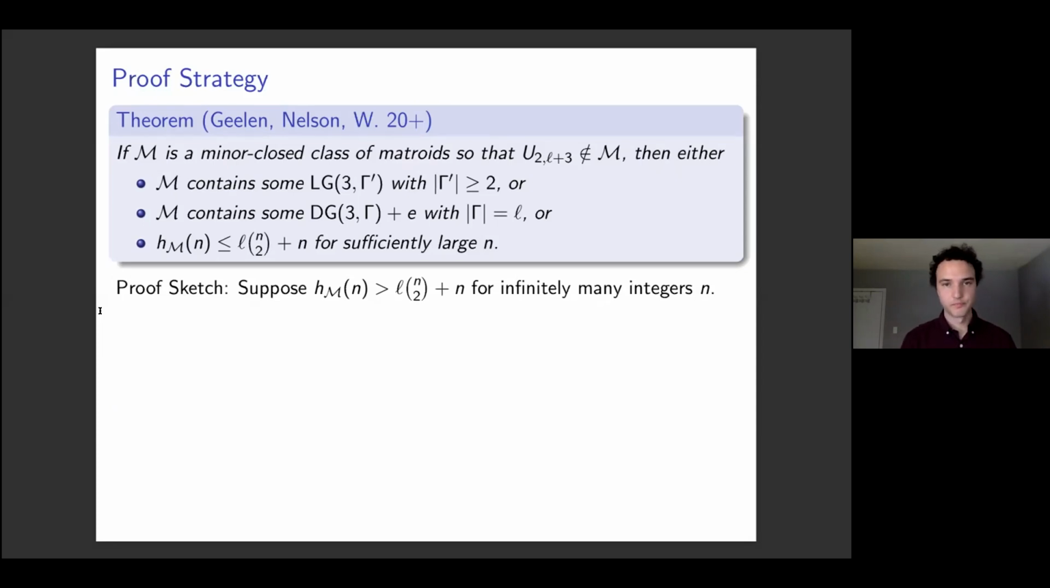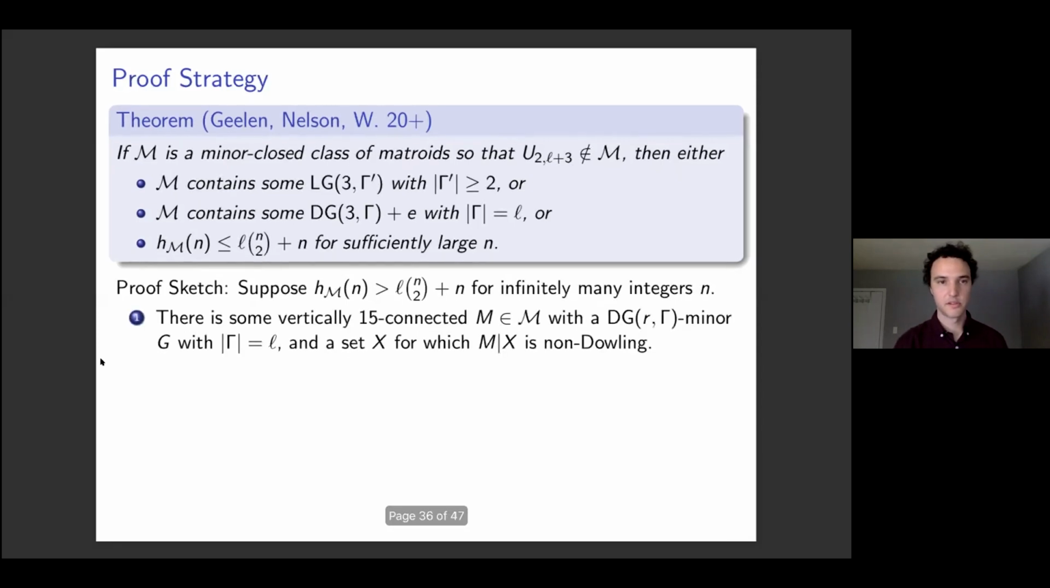Okay, so all we're assuming is this density condition, that matroids of arbitrarily large rank have more elements than L times their rank choose 2 plus their rank. And it turns out that we can get quite a lot from just this assumption.